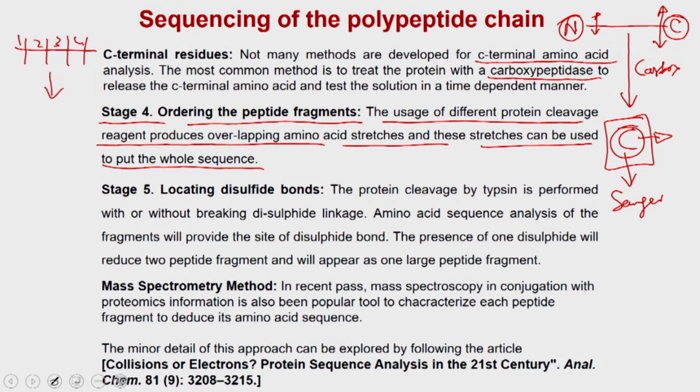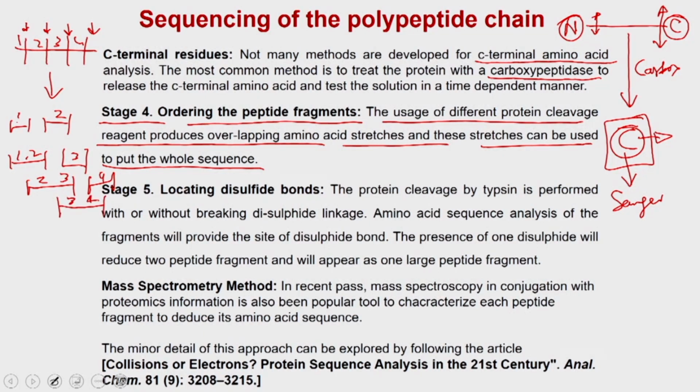Now, let us see how you are going to get the fragments. This is fragment number 1, this is fragment number 2, this is fragment number 3, and then you are going to have fragment number 4. You can imagine that a protease is cleaving it at 4 sites, but you are also going to have a fragment which is 1 and 2, a fragment which is 2 and 3, a fragment which is 3 and 4, and so on.